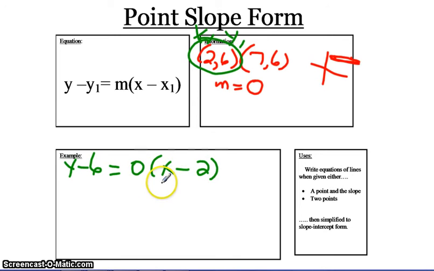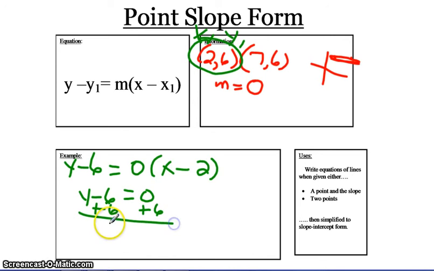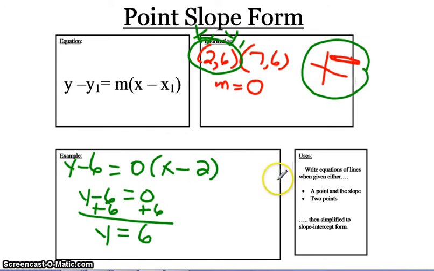Well, we know on the right side of the equation, if I multiply by 0, I always get 0. So I have y minus 6 equals 0. I'm going to add 6 to both sides in order to isolate the y. So my equation says y equals 6. And just like we saw when we sketched it up here, it is a horizontal line. And let's look at another example.